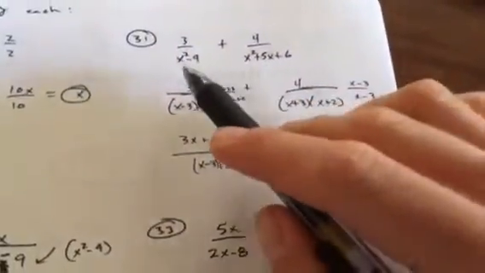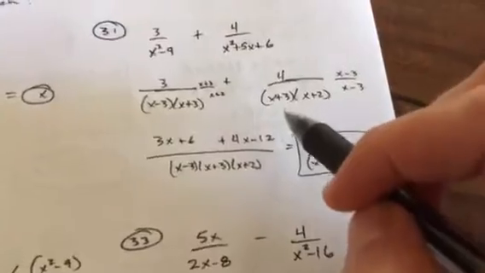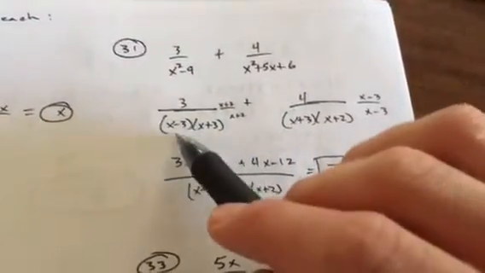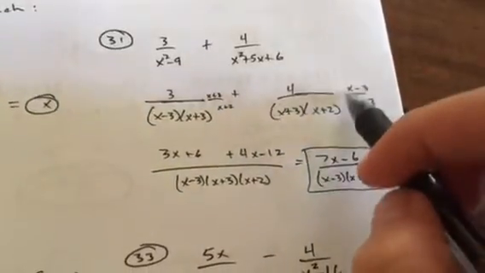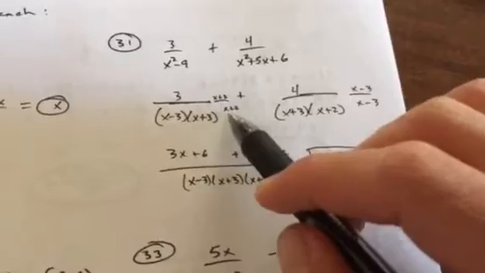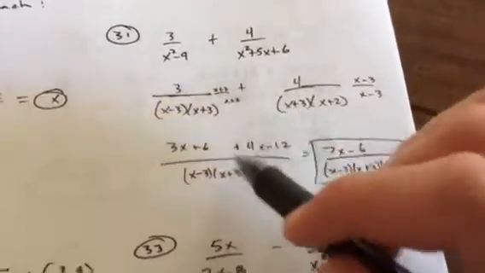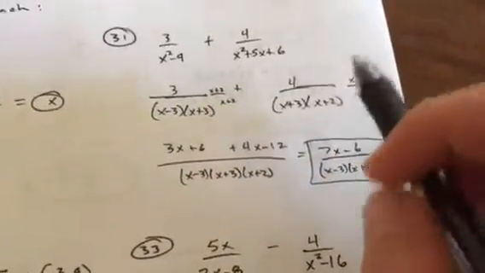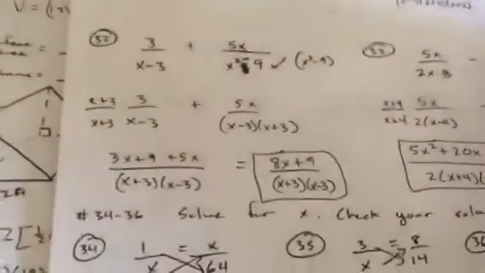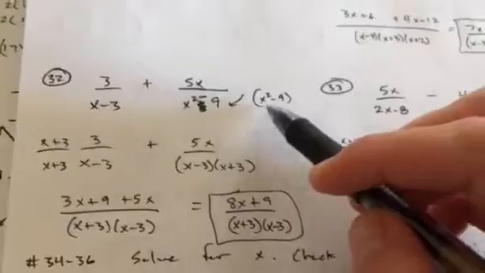Here, you're going to have to factor both denominators and see what their individual parts are. Notice they both have an x plus 3. This has an x minus 3, this one doesn't, so give it an x minus 3 over x minus 3. This has an x plus 2, this one doesn't, so give it an x plus 2 over x plus 2. Use distribution, then put them together. That's your answer.